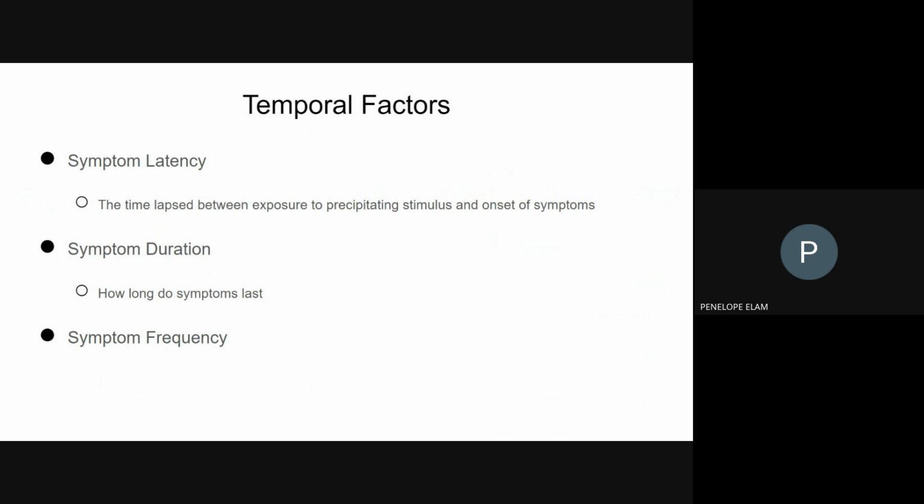Symptom duration, how long do those symptoms last? Is it seconds? Is it minutes? Is it hours? Is it days? We want to categorize those things because those are all going to help us with our differential diagnosis. And then symptom frequency. How often are these symptoms happening?